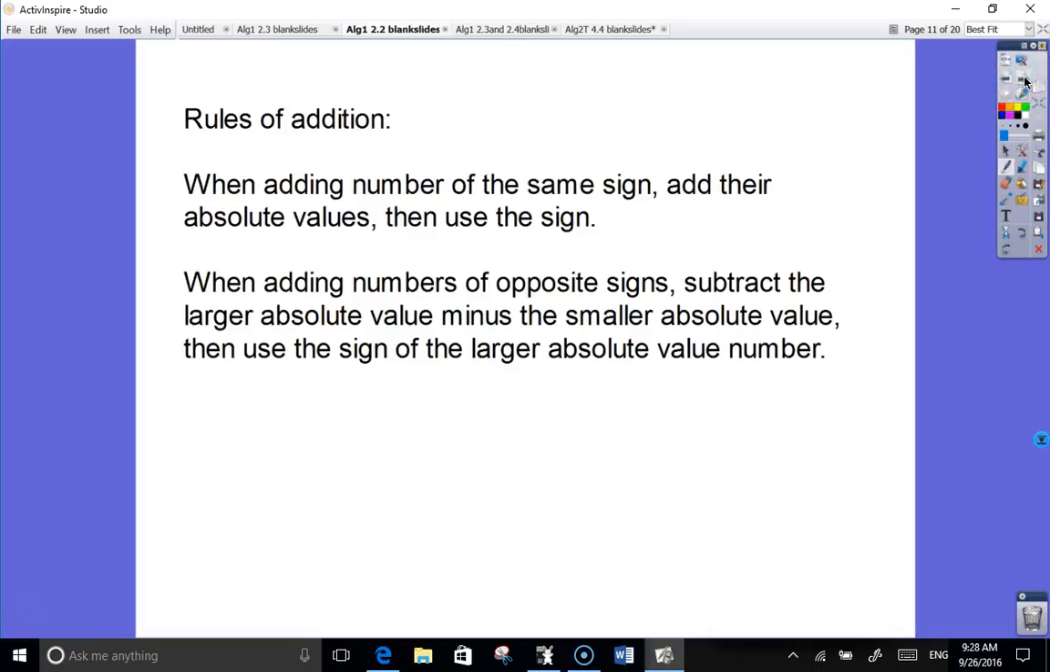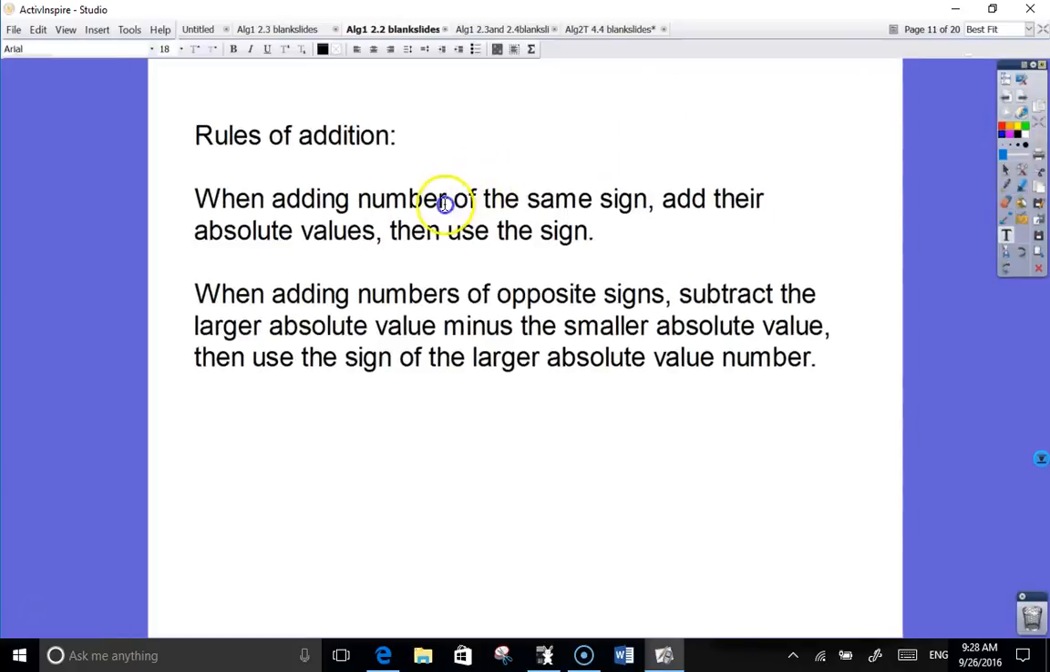So the rules of addition, which you copied, that was the extra credit homework, right? When you're adding numbers of the same sign, then add their absolute values and use the same sign. Put an S in there. When you're adding numbers of opposite signs, you actually subtract the larger absolute value minus the smaller, and then use the sign of the larger absolute value.